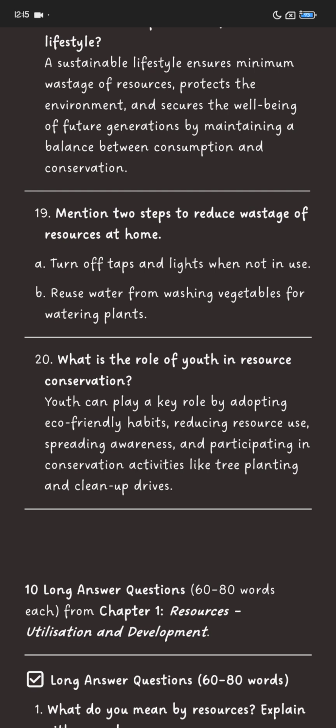What is the role of youth in resource conservation? Youth can play a key role by adopting eco-friendly habits, reducing resource use, spreading awareness, and participating in conservation activities like tree planting and cleanup drives.